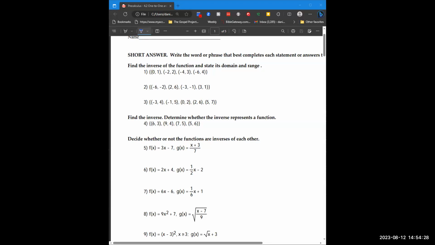All right, that's it for this video about the idea of the inverse of a function and a one-to-one function. And next time we're going to find the inverse of a function analytically.